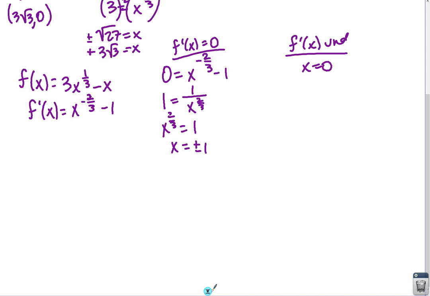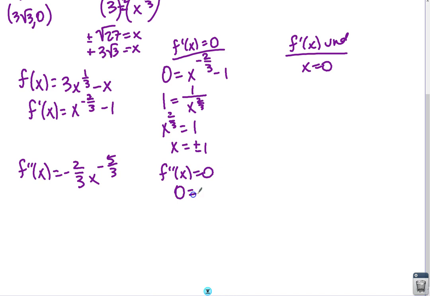Now we need to look at our second derivative. So negative 2/3 x to the negative 5/3 is our second derivative. I look to see where this is equal to 0.